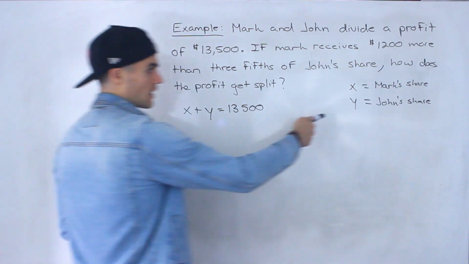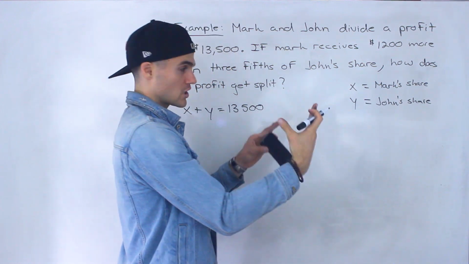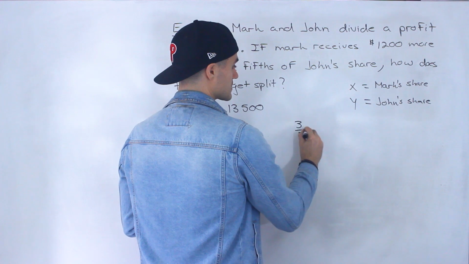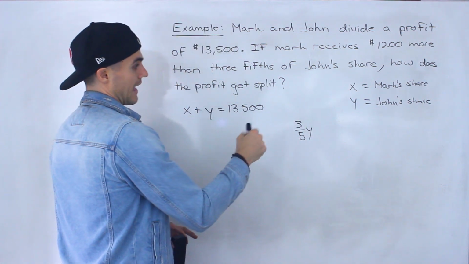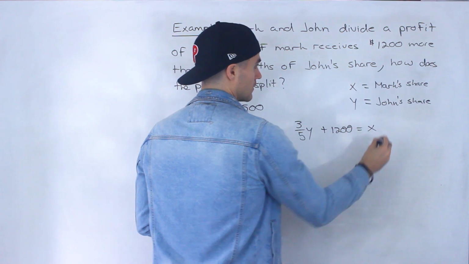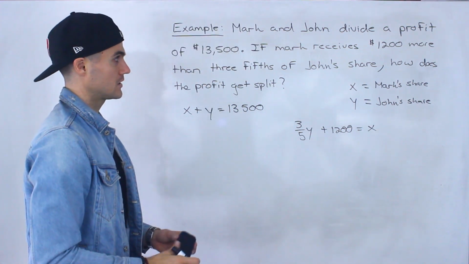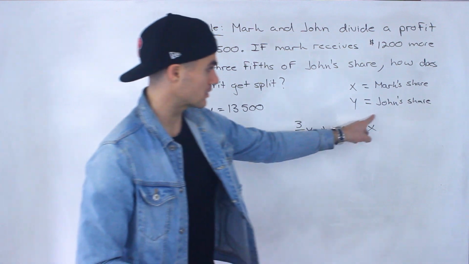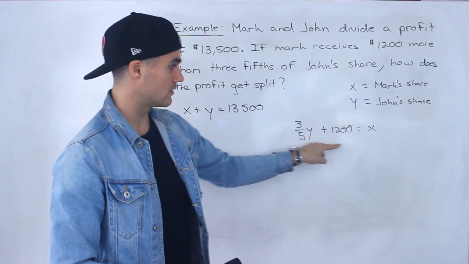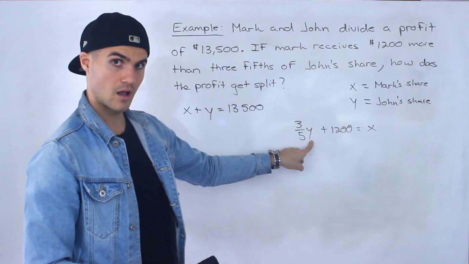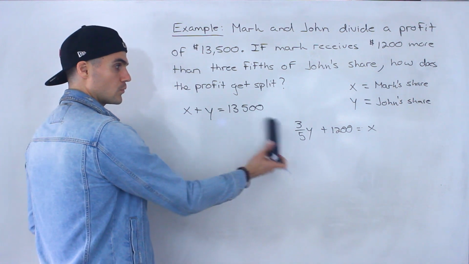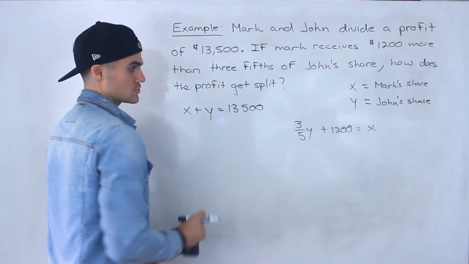And then we're told that Mark receives $1,200 more than 3/5 of John's share. So if John's share is Y, then if we multiply that by 3/5 and then add 1,200, that's what Mark's share is going to be. Right, so one more time, Mark's share is going to be 1,200 more than 3/5 of John's share. Okay, and now we got two equations and two unknowns.